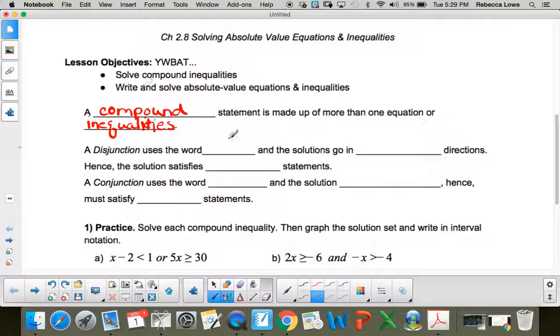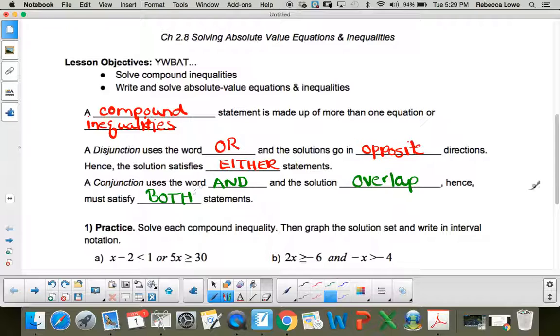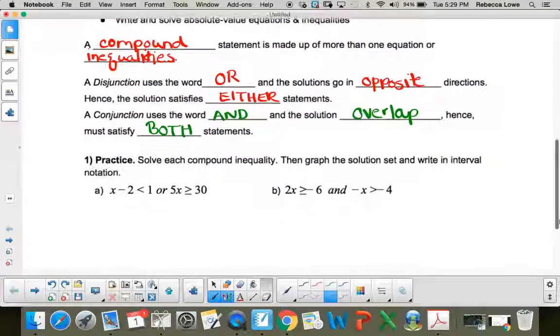A disjunction uses the word or, and the solutions go in opposite directions. Hence, the solution satisfies either statement. They do not have to satisfy both. It could be a solution if it works for one of them. Versus a conjunction uses the word and, and the solutions overlap. Hence, the solution must satisfy both statements. If it only satisfies one, it's not a solution to the compound statement.